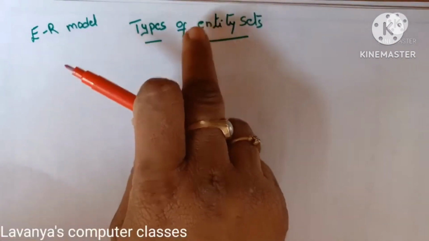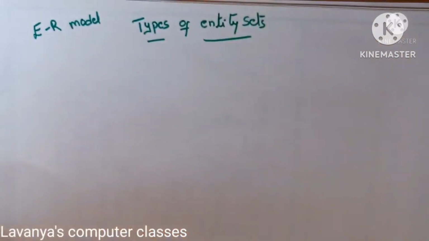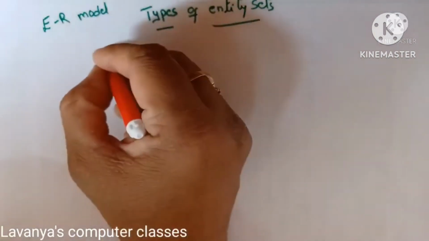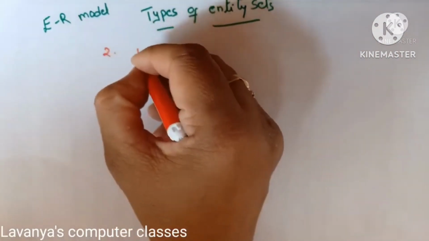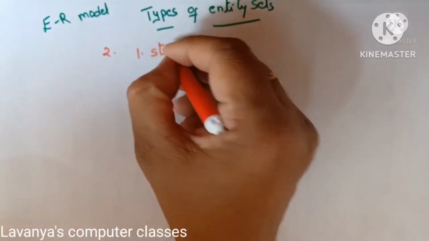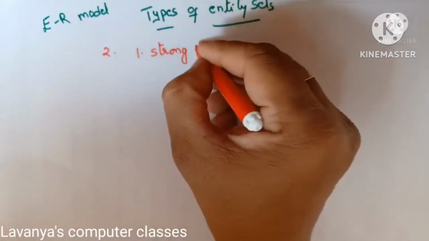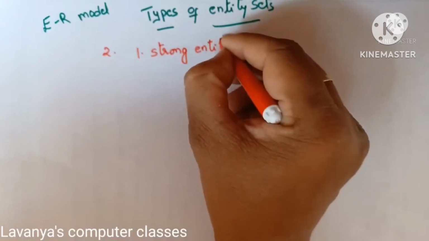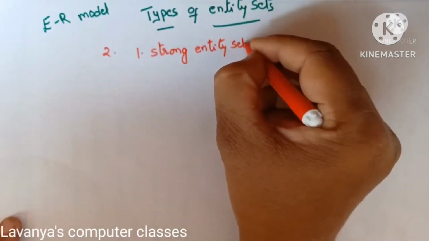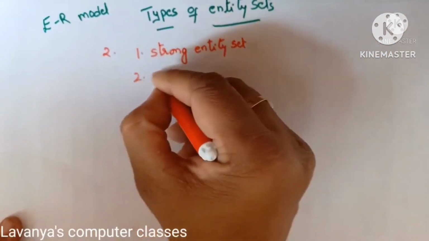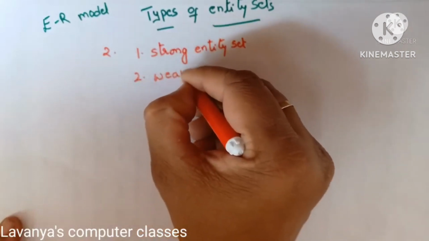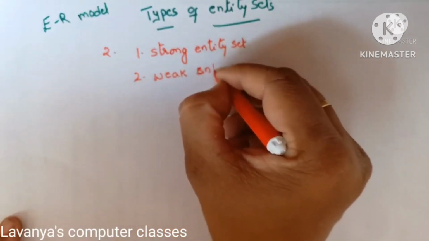Now let us look at the different types of entity sets. There are two types of entity sets. One is the strong entity set, and the second one is the weak entity set. So these are the two types of entity sets.